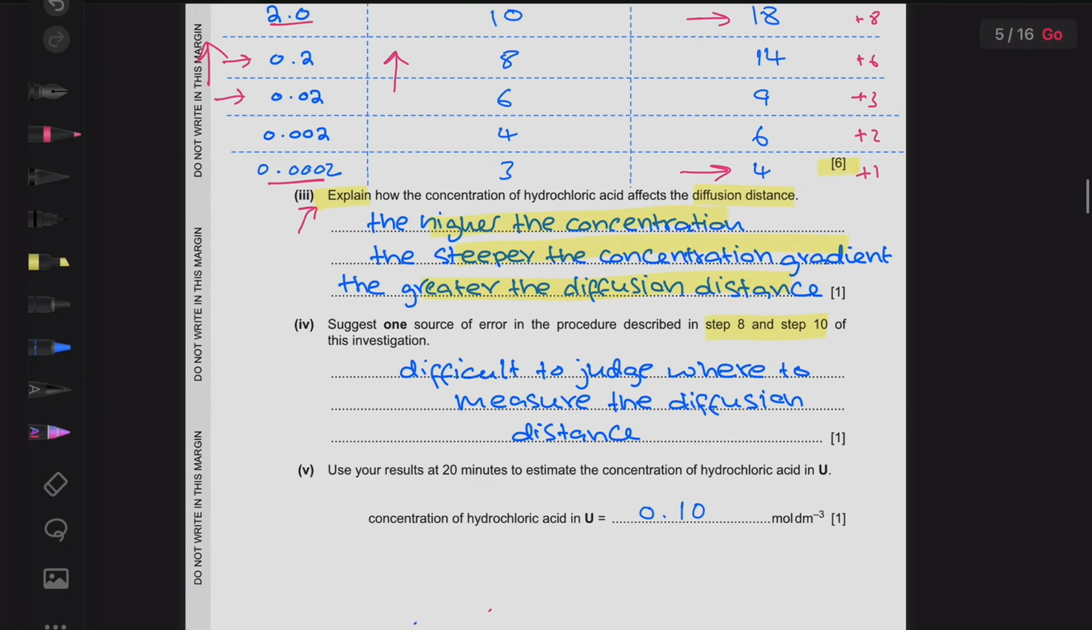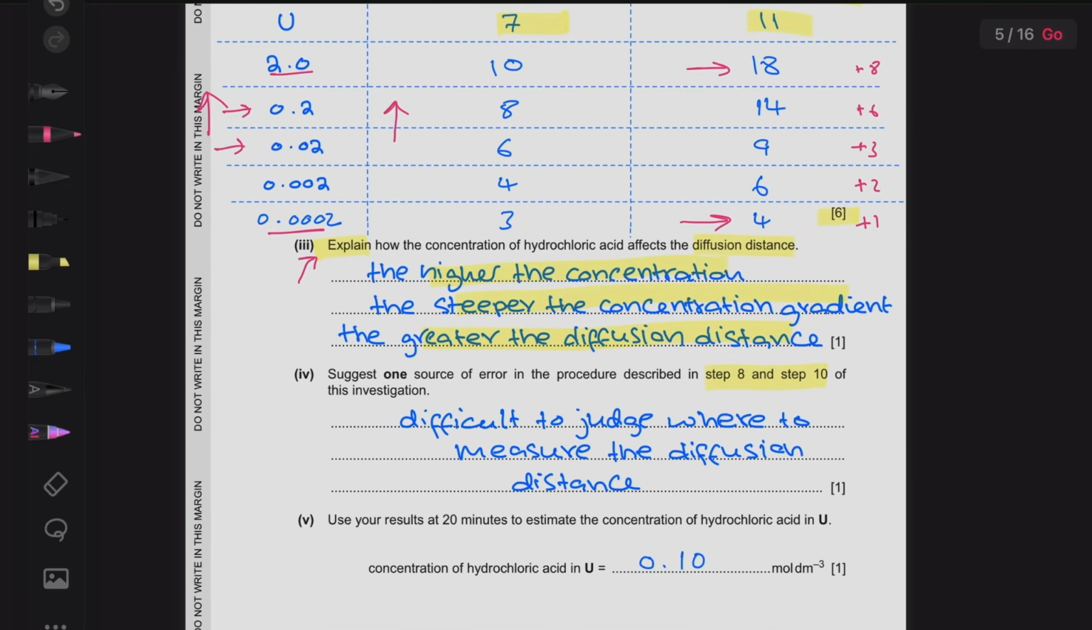So the issue with this is it's simply a matter of it being really difficult to judge where exactly to measure the diffusion distance, because, okay, in diagrams it might be a distinct line, but in real life I'm sure the lines are blurred between the blue agar and the yellow agar, and it can be quite seamless and not as clear and visible.